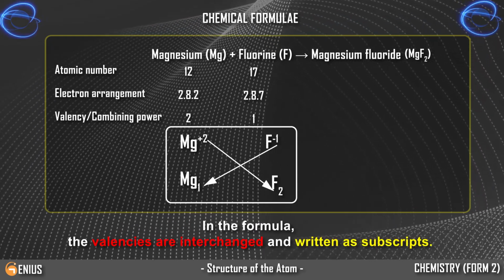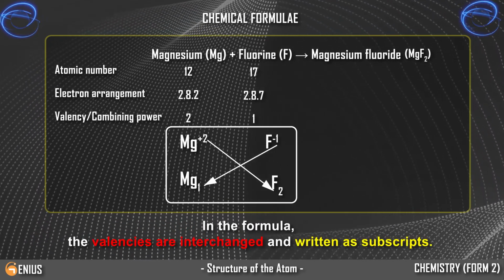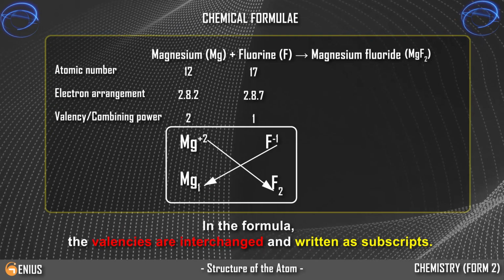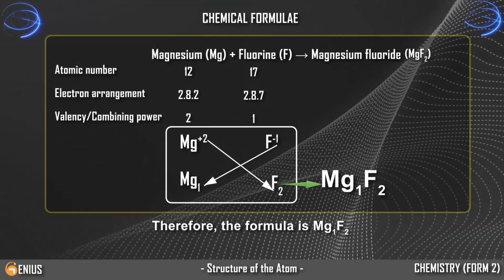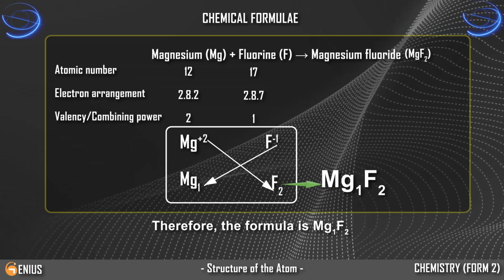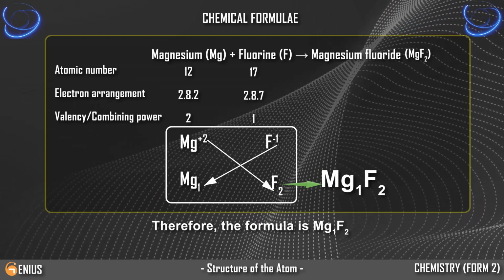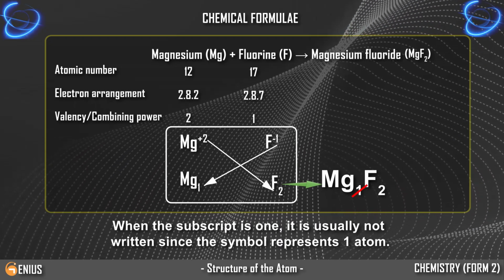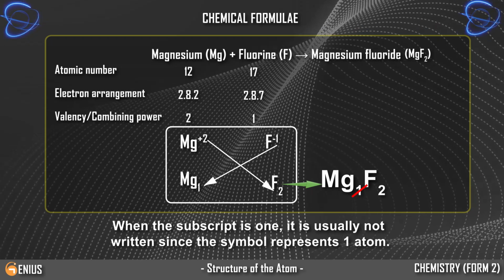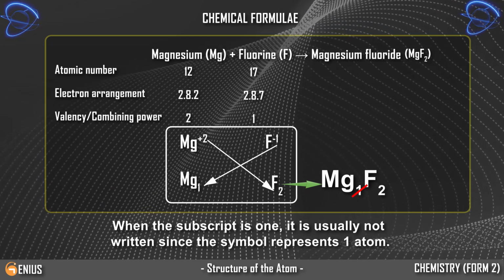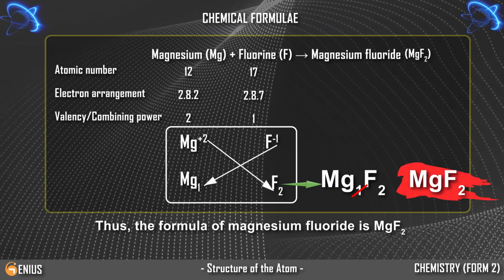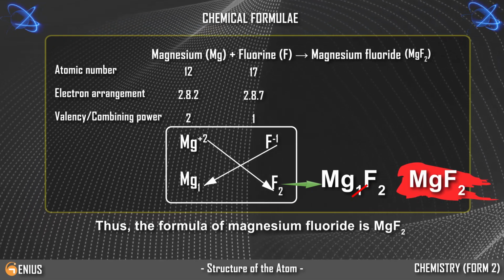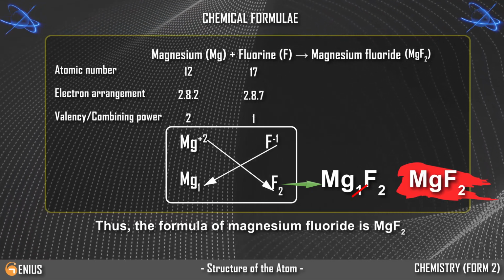In the formula, the valences are interchanged and written as subscripts. Therefore, the formula is Mg1F2. When the subscript is 1, it is usually not written since the symbol represents one atom. Thus, the formula of magnesium fluoride is MgF2.